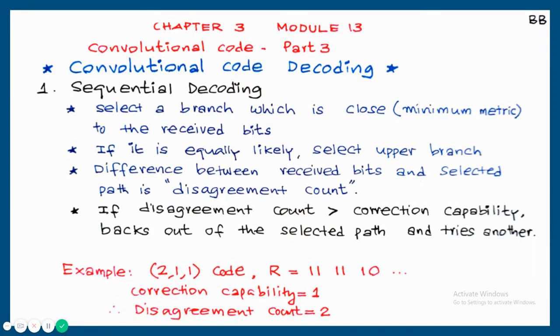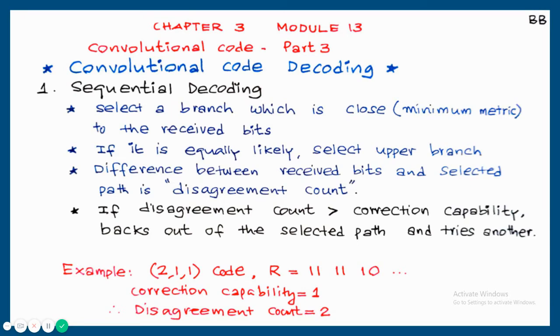If the disagreement count is greater than the correction capability of the decoder system, then it backs out of the selected path and tries another path. That means we might have selected a wrong path. So go to the previous junction and select another branch. It will be clear from the following example.